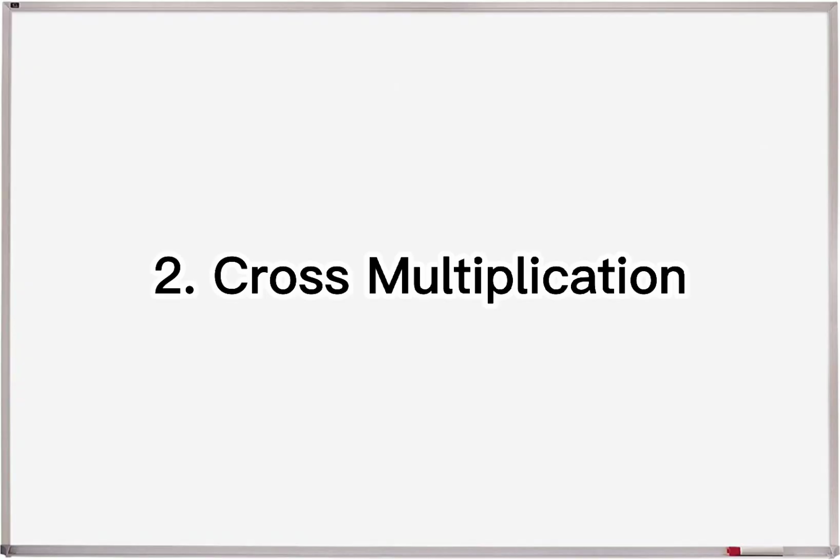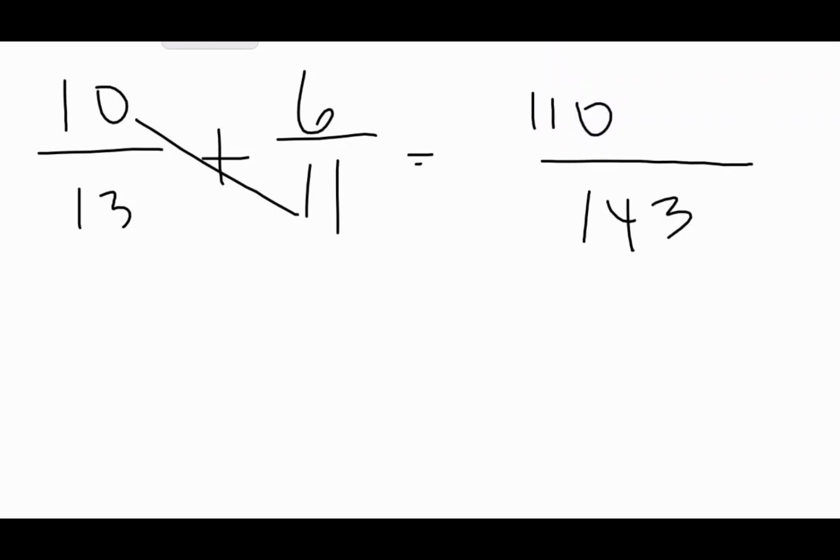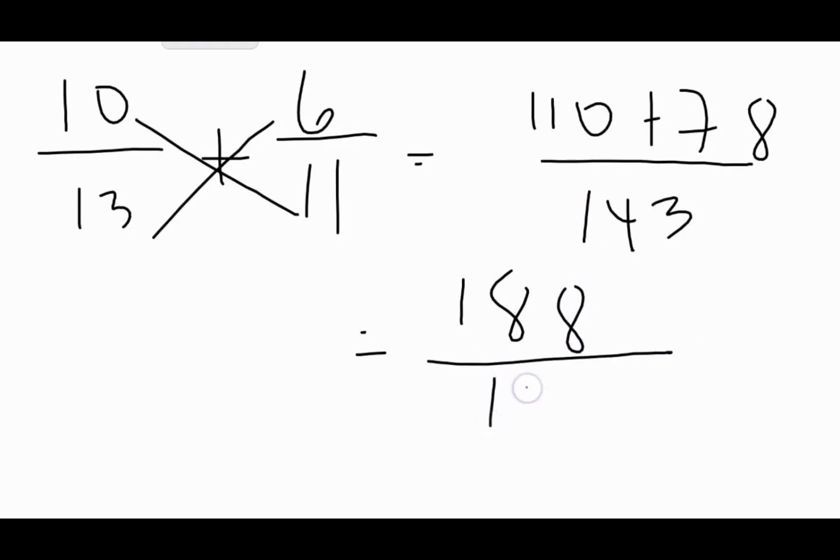The second procedure is cross multiplication. 10 over 13 plus 6 over 11. In cross multiplication, you first multiply the denominators, 13 times 11, that's 143. And then multiply the numerator by the opposite denominator, that's 10 times 11, that's 110. The other, 13 times 6, that's 78. So the answer is 188 over 143.